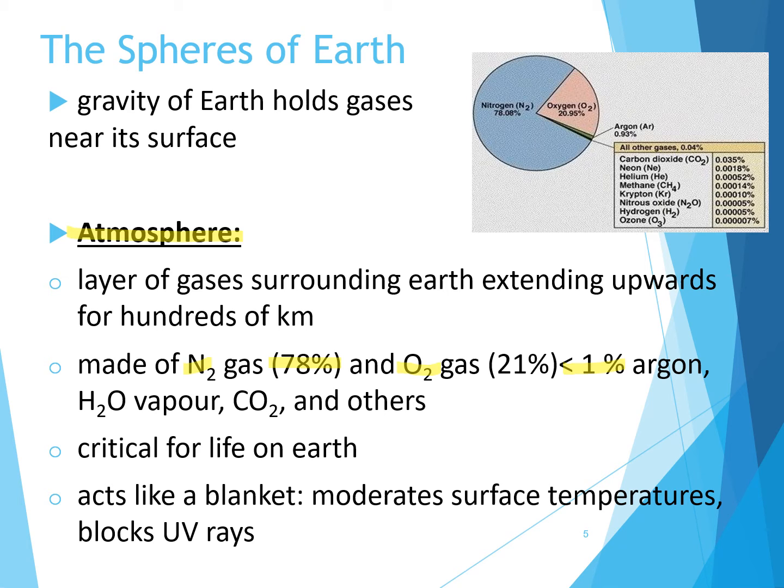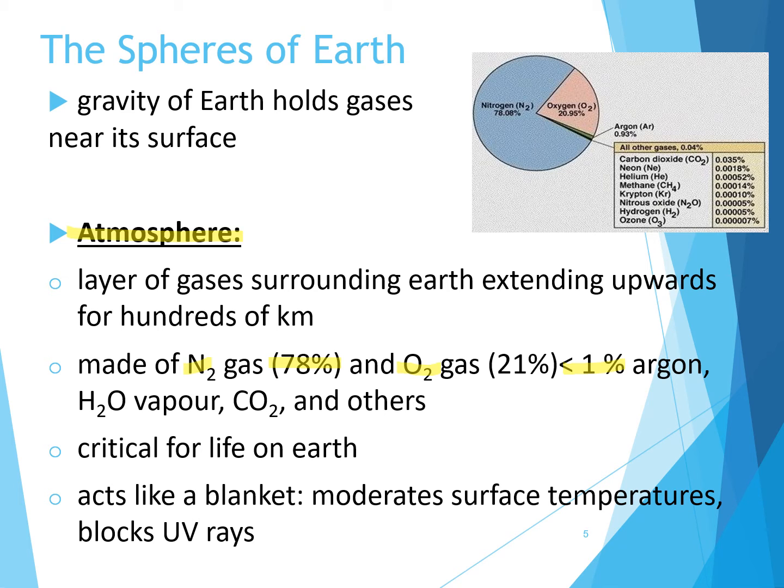The atmosphere is critical for life on Earth. It acts like a blanket, which moderates surface temperatures and blocks UV rays. So if it wasn't for the atmosphere, we wouldn't have something called the greenhouse effect, which you will talk about more in grade 10 science. But we need the atmosphere to moderate the temperature on Earth.